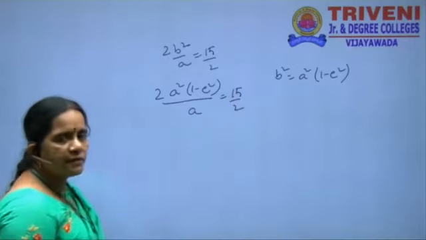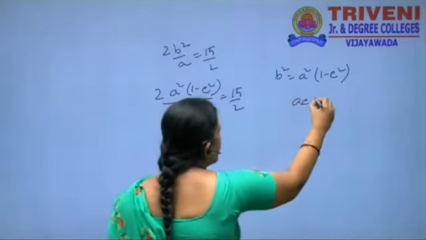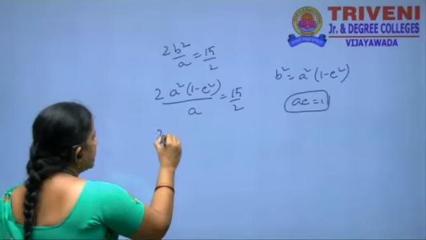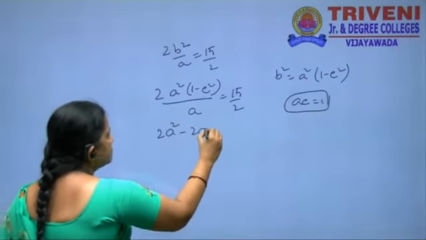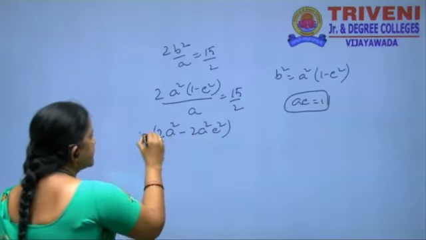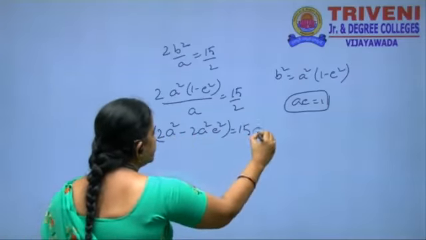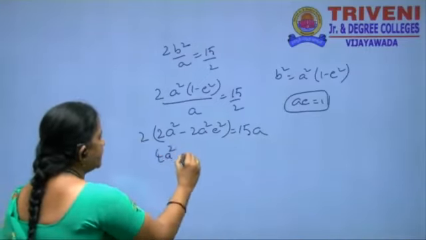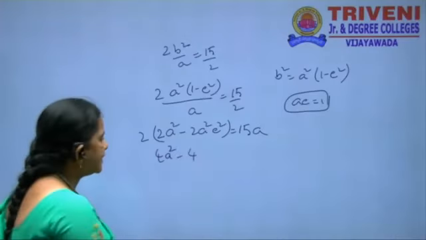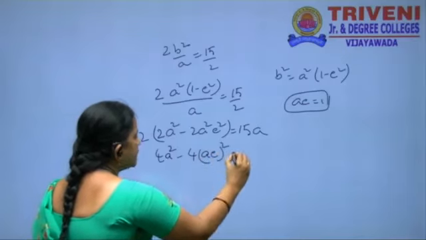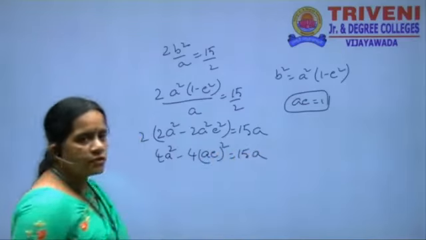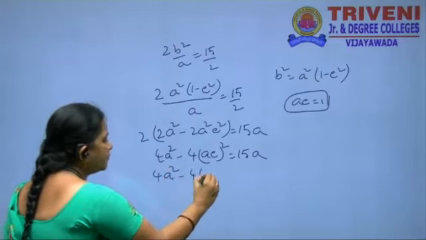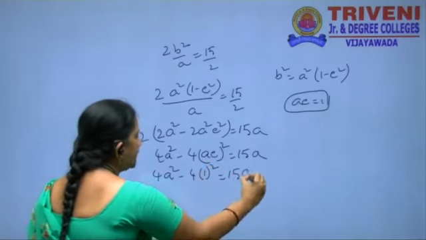Already you know the distance between the foci, ae is equal to 1. Then substitute the value of ae here, that is 2a square minus 2a square e square. Applying cross multiplication we get 4a square minus 4 into ae whole square is equal to 15a. Substitute ae is equal to 1 here, that is 4a square minus 4 into 1 whole square is equal to 15a.